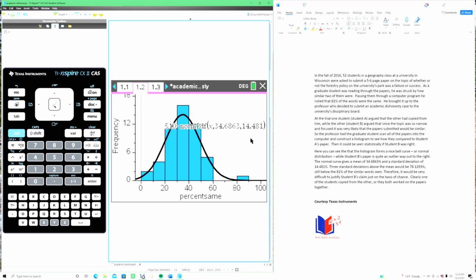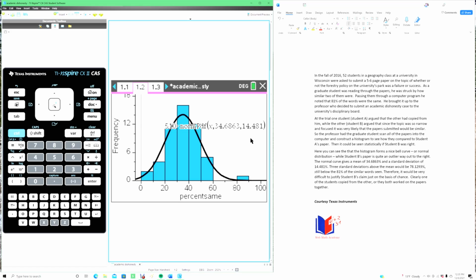After the students submitted their papers and the graduate student was reading through them, he was struck by how similar two of them were. Passing them through a computer program, he noted that 81% of the words between the papers were the same. He brought the case up to the professor, who decided to submit an academic dishonesty case to the university's disciplinary board. At the trial, one student, who we'll call Student A, argued that the other had copied from him, while the other, we'll call Student B, argued that since the topic was so narrow and focused, it was very likely that the papers submitted would be similar.